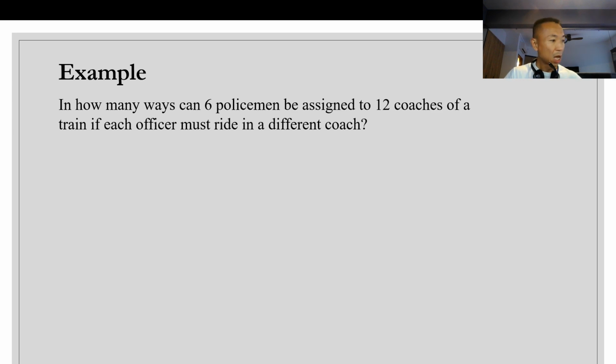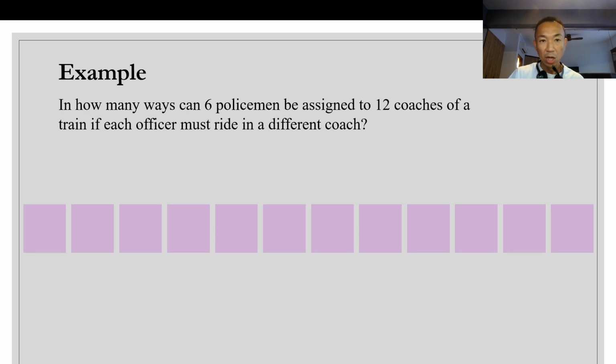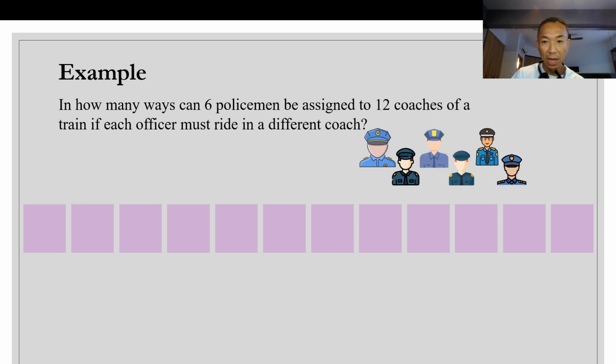Next, how many ways can 6 policemen be assigned to 12 coaches of a train if each officer must ride in a different coach? Now, if I say, okay, now I have 12 different coaches, I line up the coaches, and then I say, okay, the first one must be 6 different ways, 5, 4, 3, 2, 1, like that.